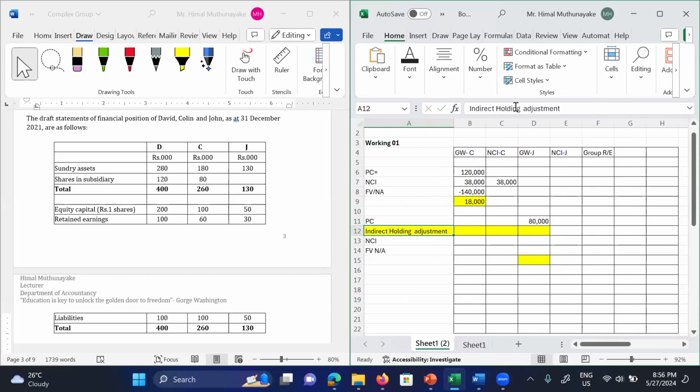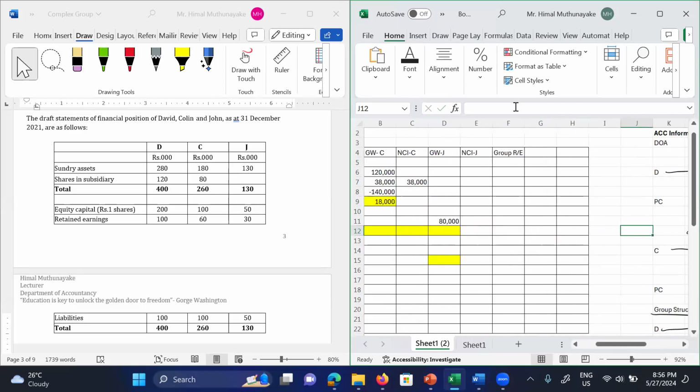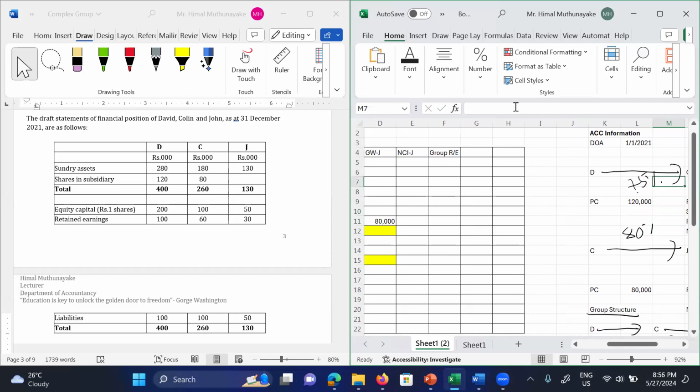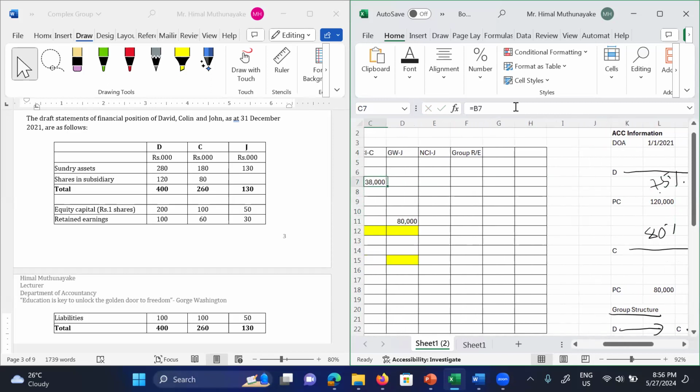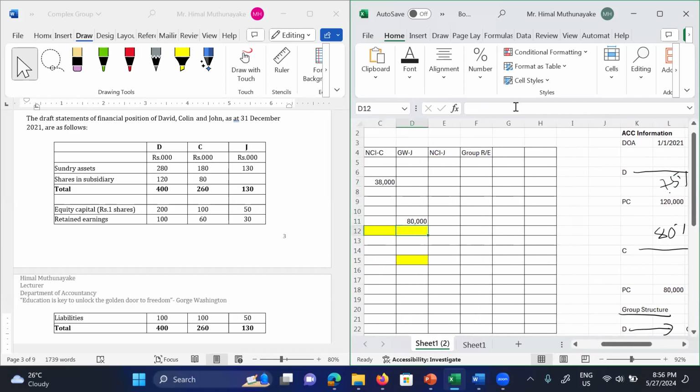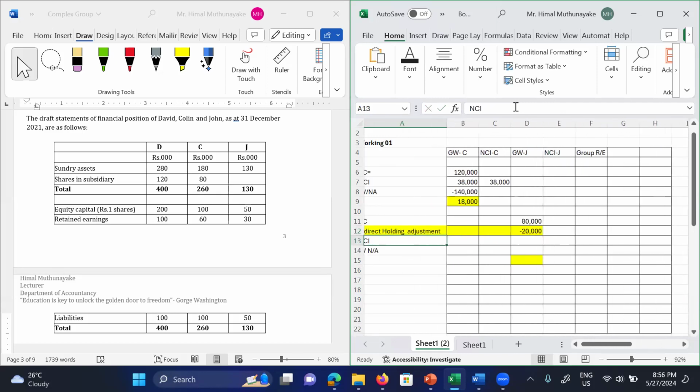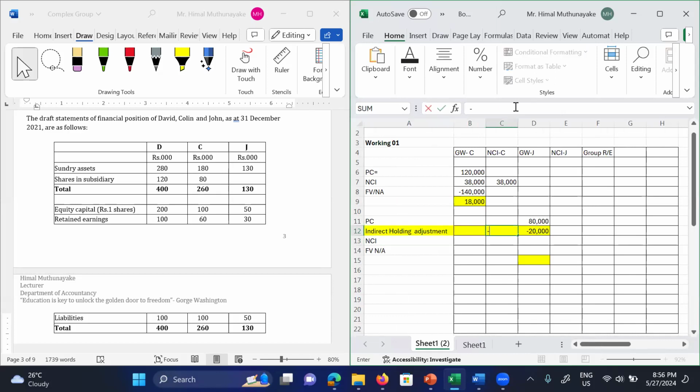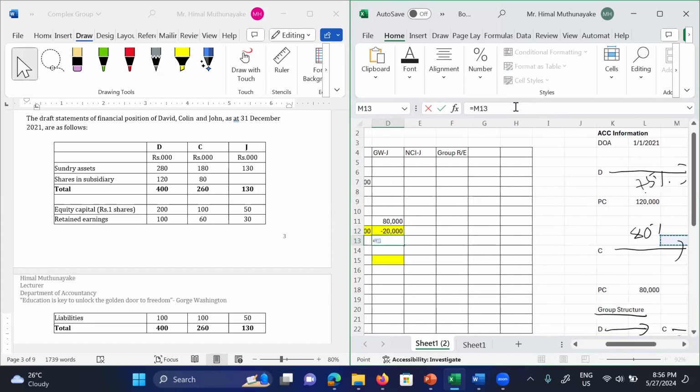80,000, but we need to adjust the indirect holding. Indirect holding means out of 80,000, we are only owning 75%. That means 25% is not owned by ourselves, and 25% of 80,000 is 20,000. We need to remove 20,000 from the purchase consideration, and we need to remove it from the NCI as well, right?